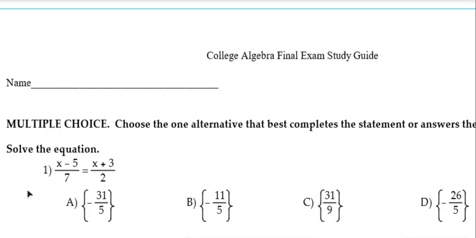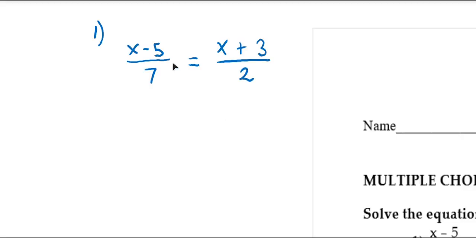Question number 1 asks us to solve this equation. Even though this one has a couple of quotient bars in it, it's still a linear equation. But even if it were a rational equation and there were variables in the bottom, I would still start by proceeding the same way. We can always get rid of the fractions by multiplying on both sides by the denominators.